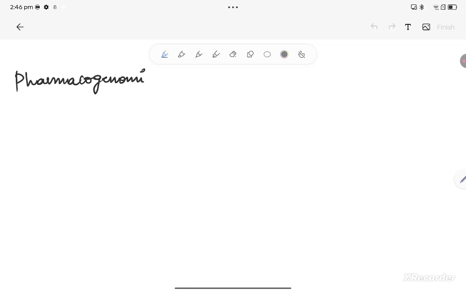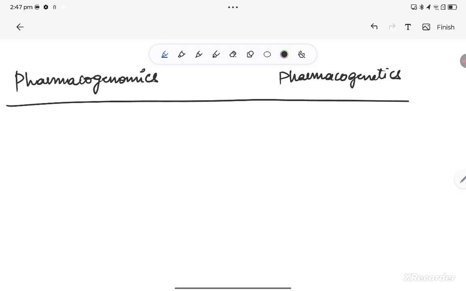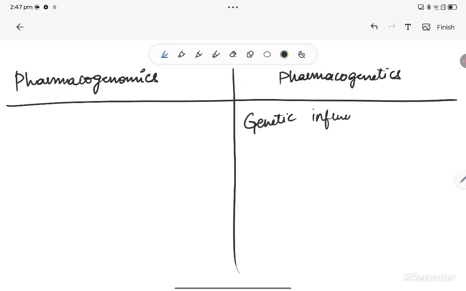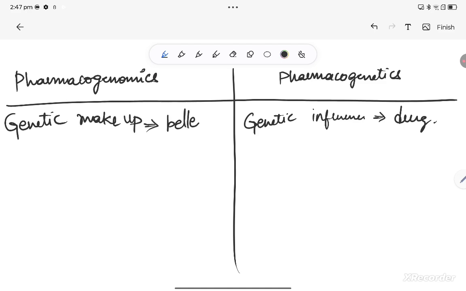Pharmacogenomics and pharmacogenetics. Now, what is the basic difference? Pharmacogenetics mainly deals with genetic influence on drug, whereas pharmacogenomics is the study of the genetic makeup of the individual for better treatment. What I mean by this, we will understand with an example.